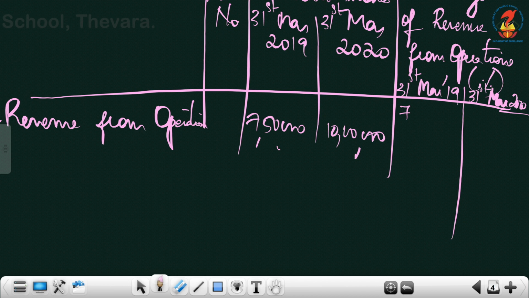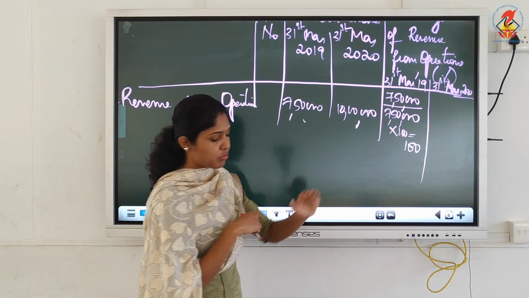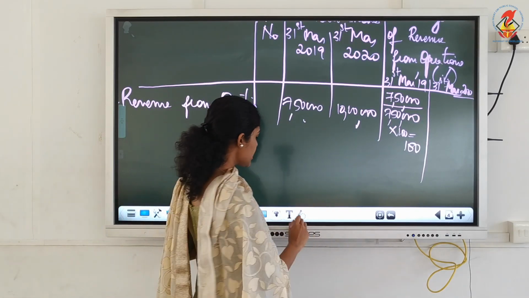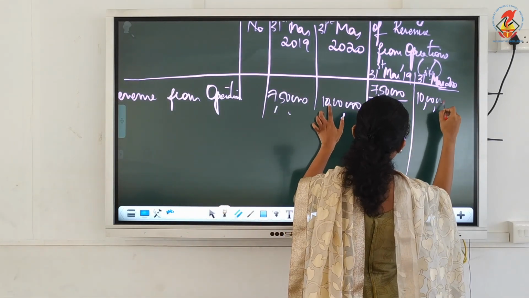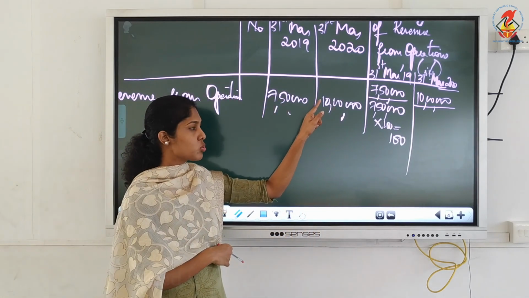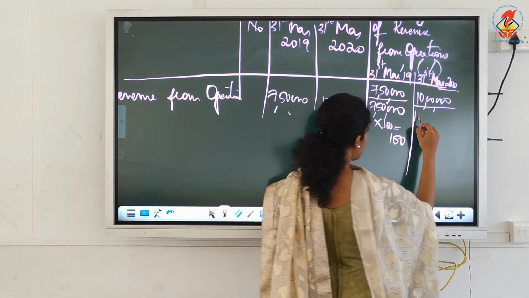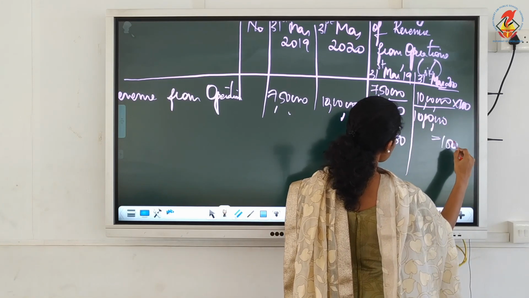So 2019 it will be 7,50,000 divided by the base, revenue from operations, that means it is the same. So percentage will be 100%. Okay. Then similarly we have to do for 2020. 2020 the calculation will be 10 lakhs divided by that base, revenue from operations of 2020. That means 10 lakhs itself into 100. So again 100% we will get.